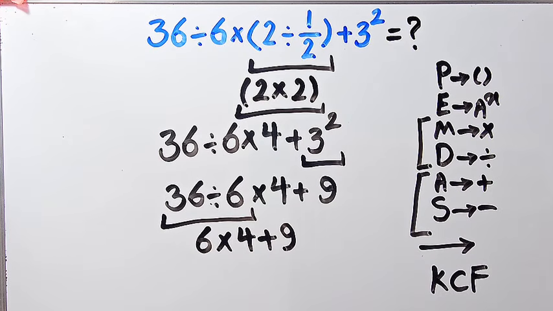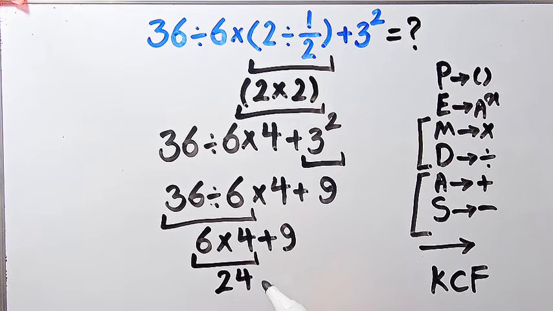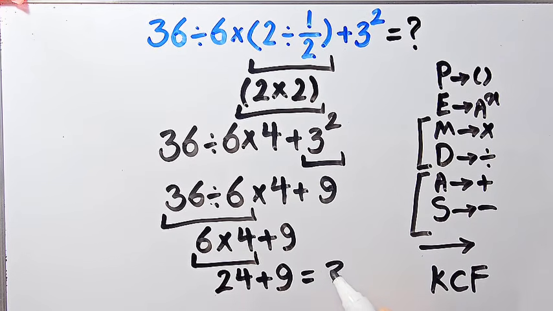We have multiplication and addition. 6 times 4 equals 24. Now we have 24 plus 9. 24 plus 9 equals 33. The final answer of this question equals 33.